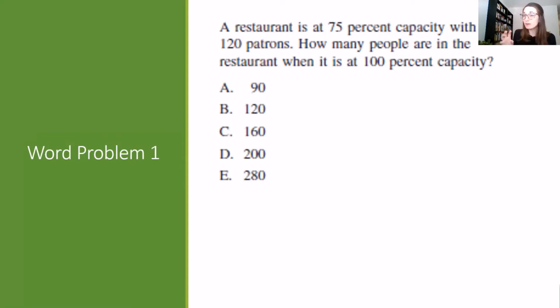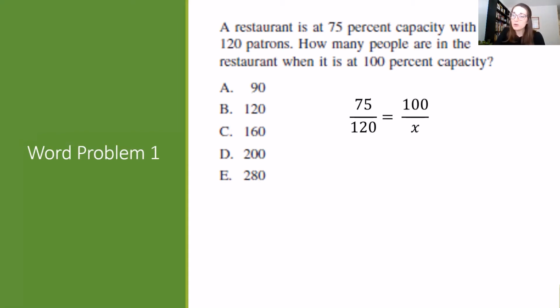So if we go to 100% capacity, are there going to be more or less than 120 people? Well, 100% is greater than 75%. So looking at the numbers that are really key in here, I know that it's going to be a higher number. So right away, A and B are not going to be good options. So what do we do with our numbers?